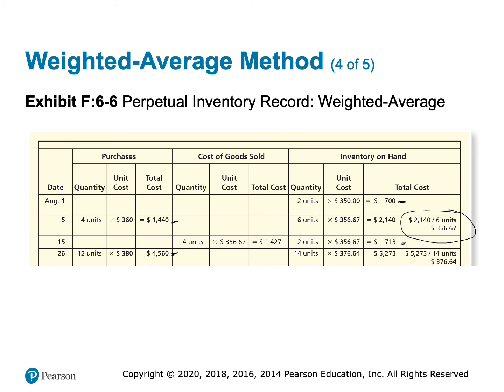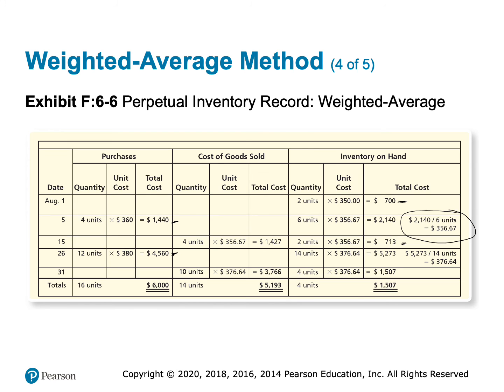So now when I sell the 10 units, I'm going to multiply that by the 376.64 to get my cost of goods sold number. And I still have 4 units left on hand. I'm assuming those have a weighted average unit cost of the same 376.64 to give me total inventory of 1507.